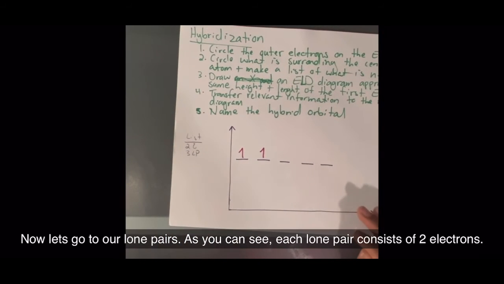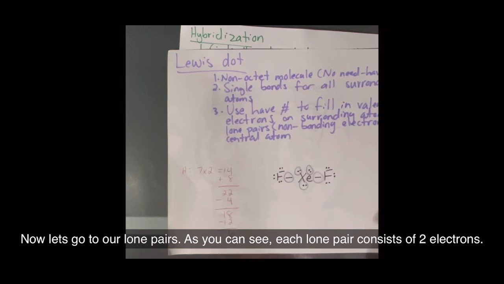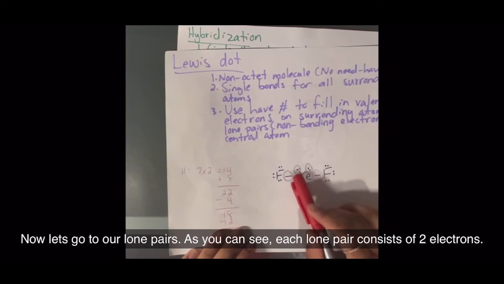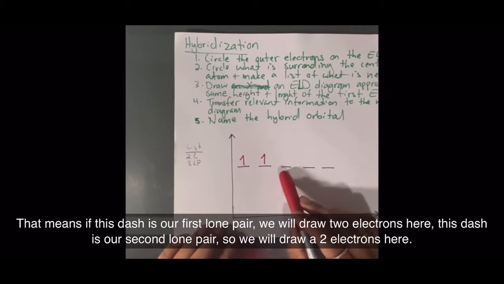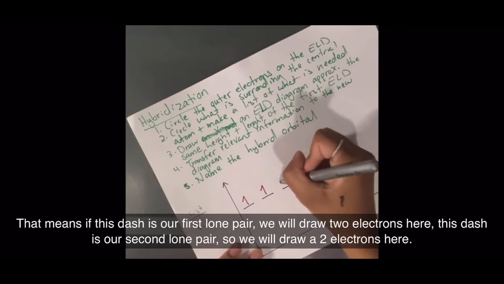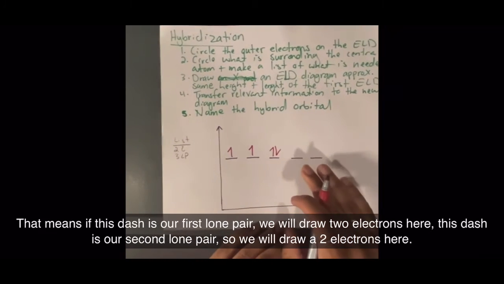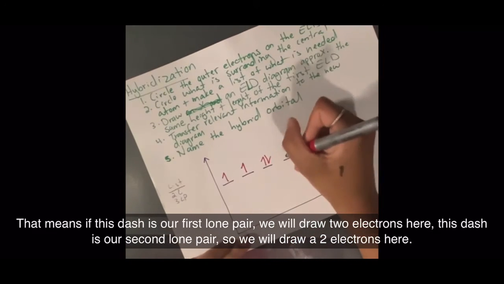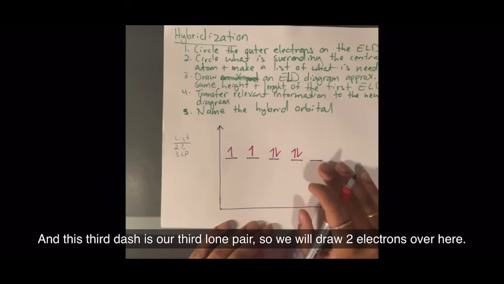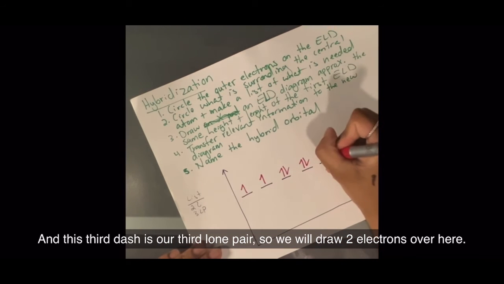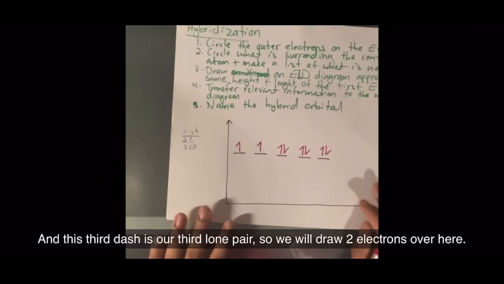Now let's go to our lone pairs. As you can see, each lone pair consists of 2 electrons. So that means if this dash is our first lone pair, we will draw 2 electrons here. This dash is our second lone pair, so we will draw 2 electrons here. And this third dash is our third lone pair, so we will draw 2 electrons over here.